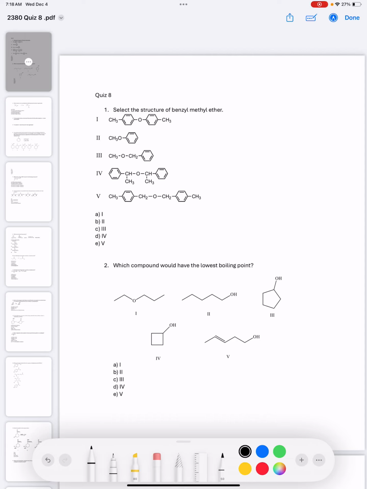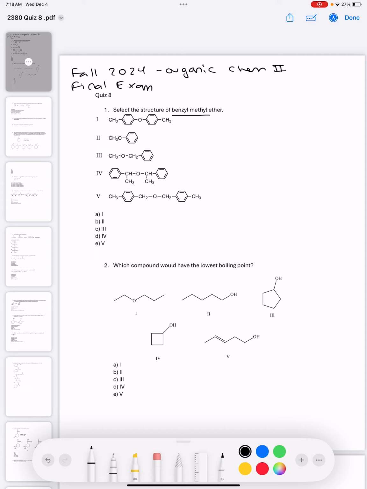Okay, I'm going to do an answer key for quiz 8. So the first question is select the structure of benzyl methyl ether. I'll say this is for fall 2024. This is for my organic chemistry 2 final exam review. So this is my final exam review for organic chemistry 2, and I'm just doing it as sort of like a take-home quiz.